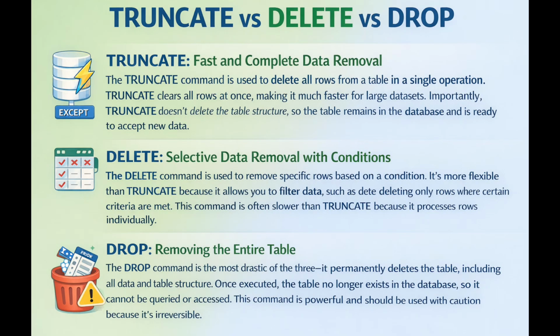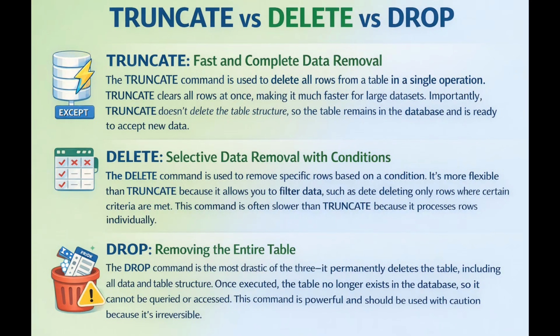Understanding the difference between truncate, delete, and drop is essential for working with SQL databases. Let's start with truncate. Truncate is used to remove all rows from a table instantly. It's super fast because it doesn't scan each row. But remember, it keeps the table structure intact so you can reuse it immediately. Next is delete. Delete is more flexible. It allows you to remove specific rows using conditions, like a where clause. However, because it processes data row by row, it can be slower compared to truncate.